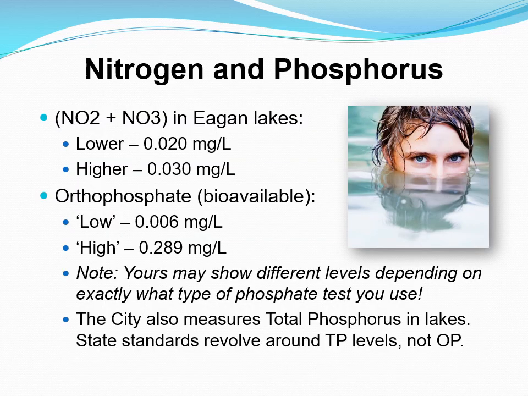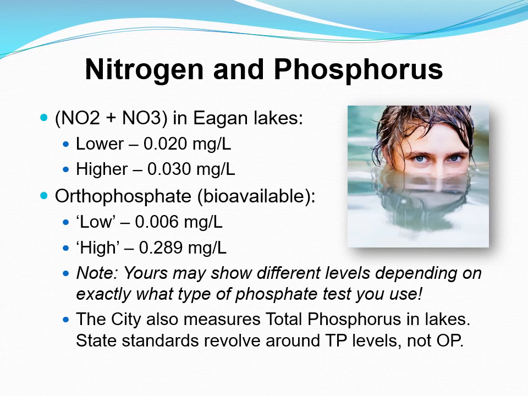Nitrogen and phosphorus in Egan lakes, for the times that I measure them, which is for probably at least a dozen lakes, twice a month every summer. So the levels of nitrate plus nitrite, which is a standard amount of nitrogen that you might measure, is on the lower side 0.02 milligrams per liter and on the higher side 0.03. And it doesn't sound like a lot. I think around here we have some variation in nitrate, but not a lot.